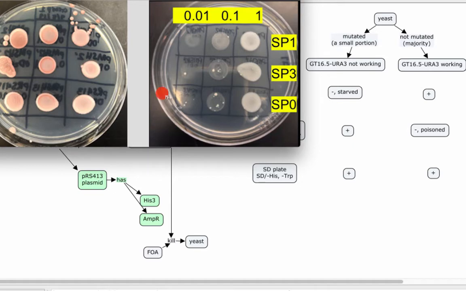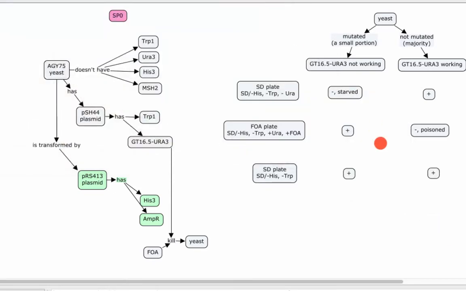Now, coming back to the FOA plate. In FOA plate, when URA3 gene is mutated, then it cannot convert FOA to toxin. Right? So without URA3, this is not going to occur. So we do have growth, and this media has uracil, so the yeast is not going to be starved to death.